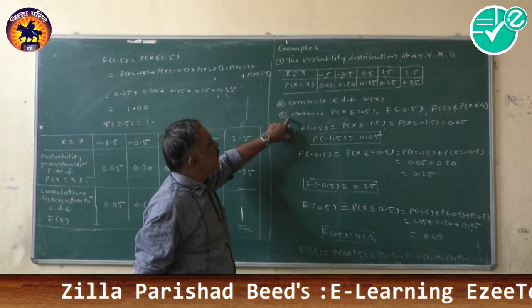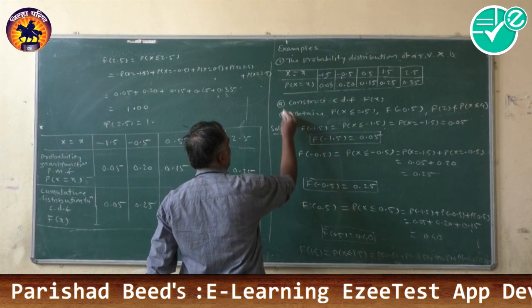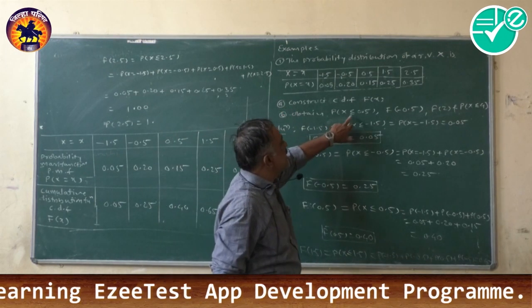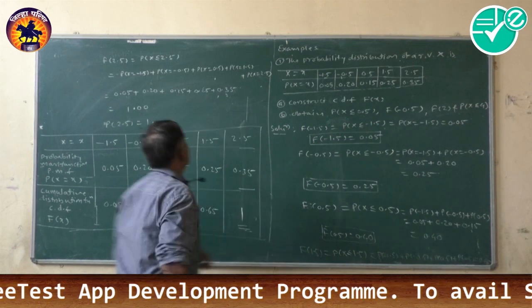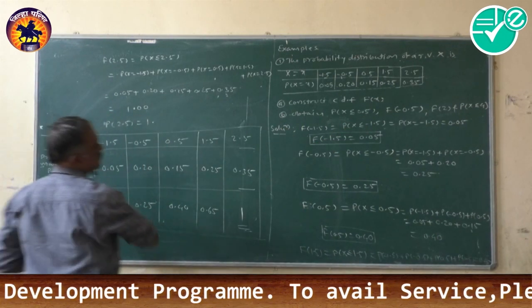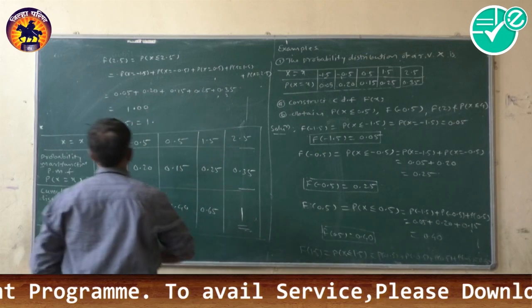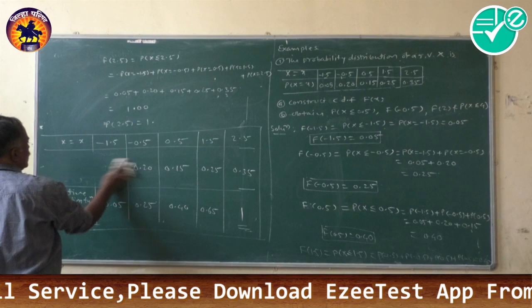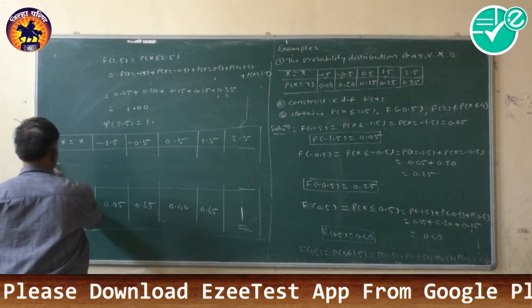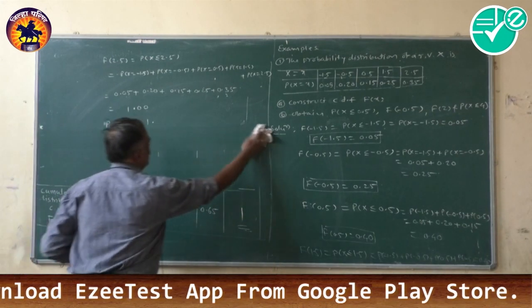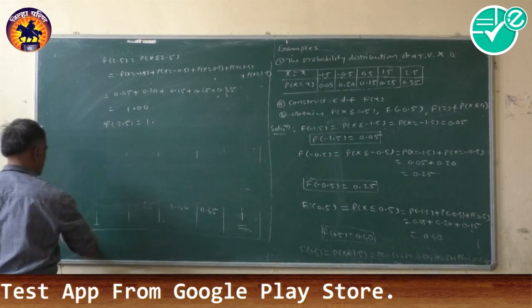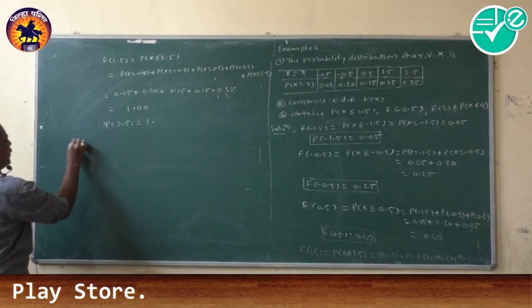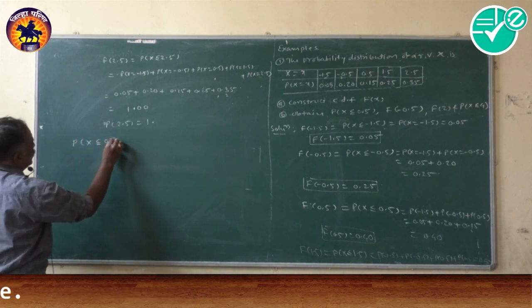Now let's try the second problem from the same question. It is A, here it is B. We have to obtain the probability that x is less than or equal to 0.5. We want to get the probability that x is less than or equal to 0.5. This is a probability mass function.